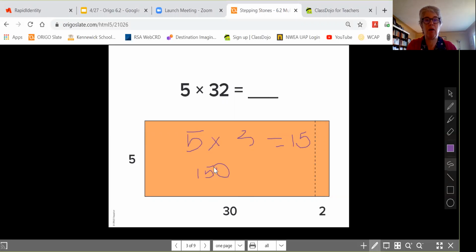150 because I've taught you that if there's a 0 in the factor, there needs to also be the same number of zeros in the product. So that works out. And then I know 5 times 2 equals 10. So I've got 2 products here. I've got a 10 and I've got 150. And what I'm going to be doing is adding those 2 together to get 160 as my product, my answer for 5 times 32. Okay, let me keep going.